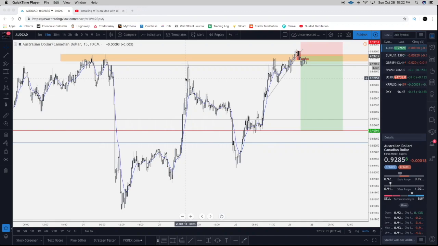Hello everyone. Today I'm looking at Aussie dollar CAD to go short. I'm looking for about 55 pips, risking 10 pips for this trade. I'll show you how I came to this conclusion.